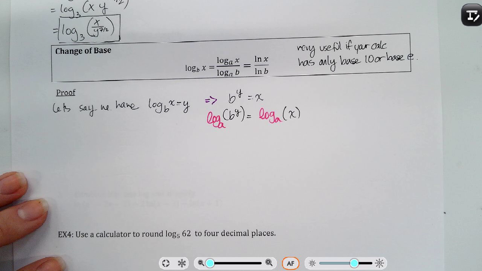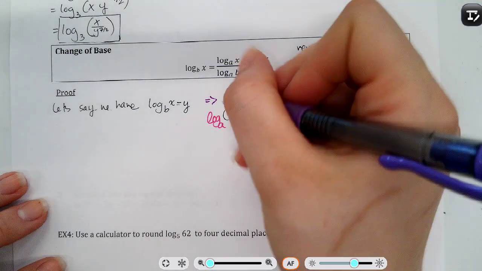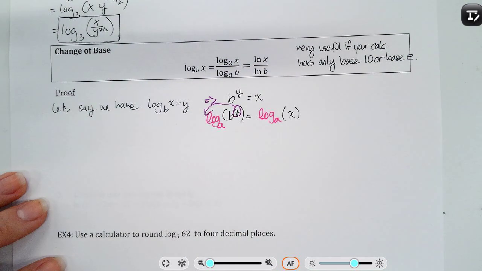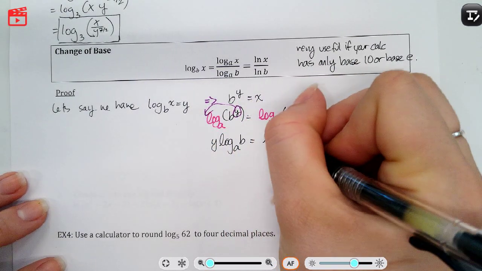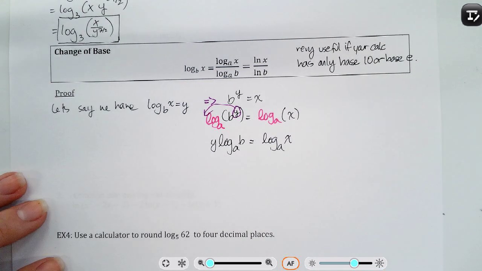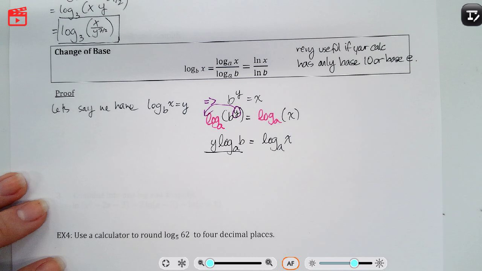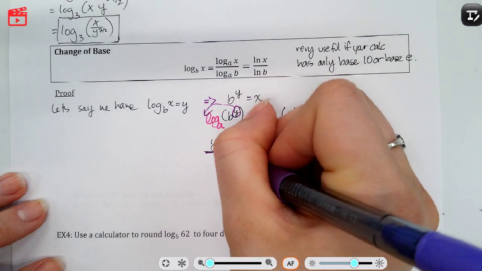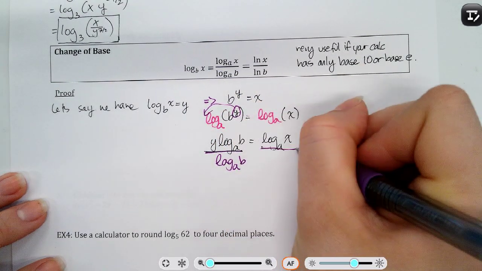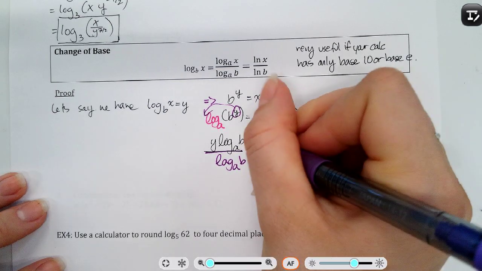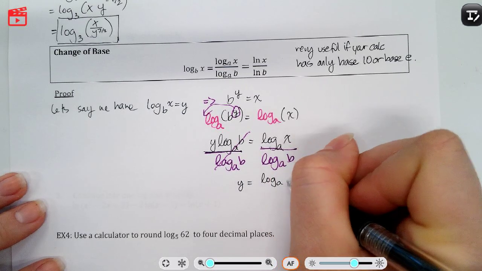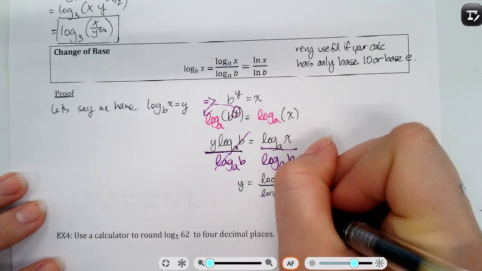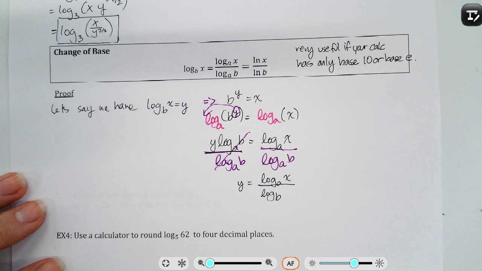Okay, and then using the exponent rule, I'm going to bring that y out front of my log. So this will be y log base a of b equals log base a of x. So we want to solve for y, dividing both sides by log base a of b. So I solve for y equals log base a of x all over log base a of b.